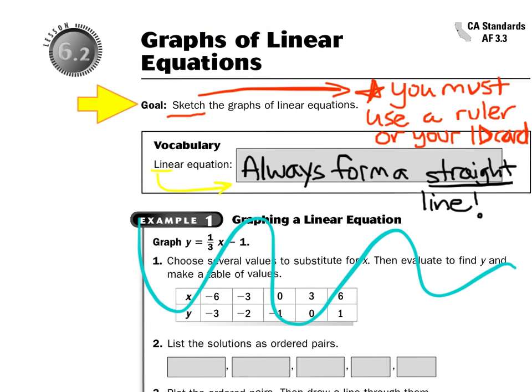Hello you guys, let's talk about graphs of linear equations. So our goal is to sketch the graphs of linear equations.